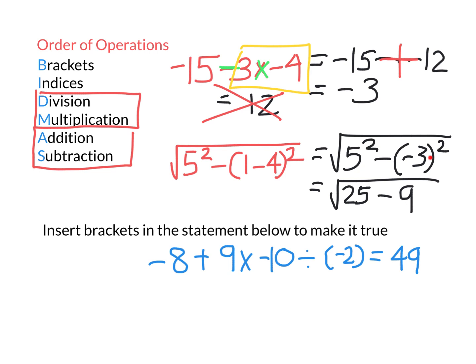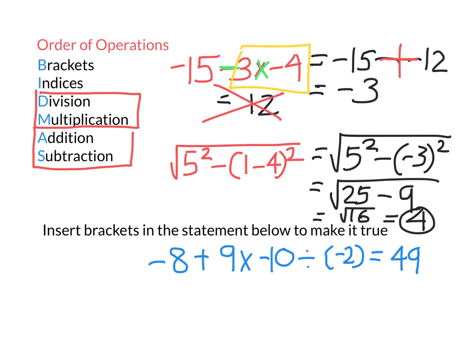Remember I said before, when you square a number, the answer is never negative, and we still have the subtraction between them. Our next step, let's do the subtraction. 25 minus 9 is 16. The square root of 16 says, what do you times by itself to get 16? Answer 4, and I'm done.